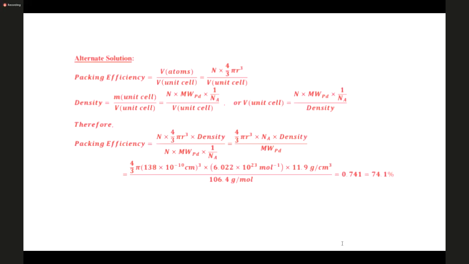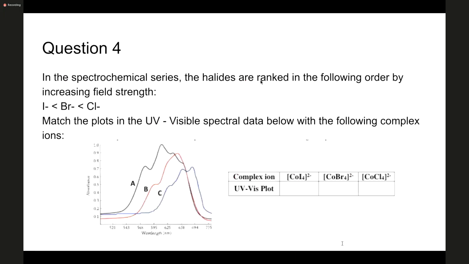In this case, for packing efficiency, they did the volume of the atoms over the volume of the unit cell, calculated that, and then they used density information in a different way to then calculate the packing efficiency. You can feel free to screenshot this or anything as well. Okay, and then next slide, please.